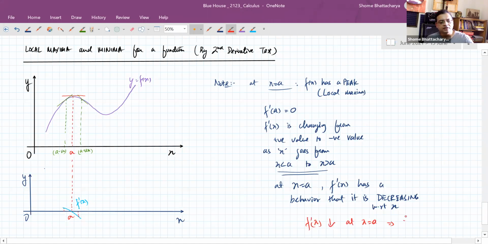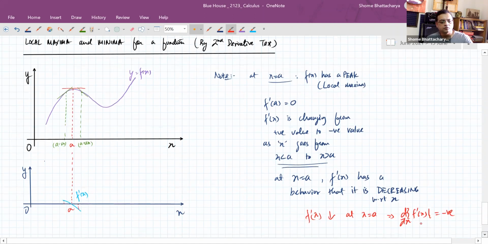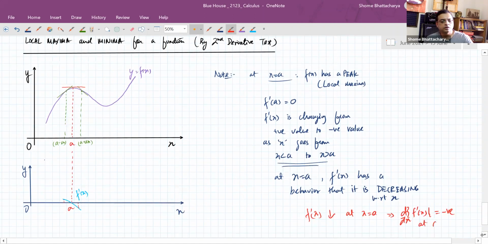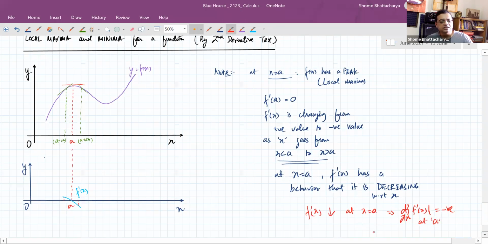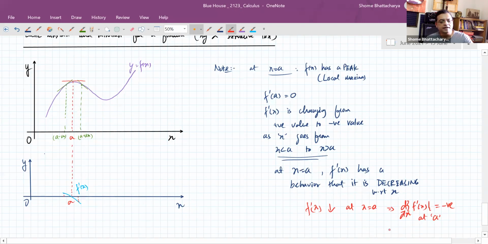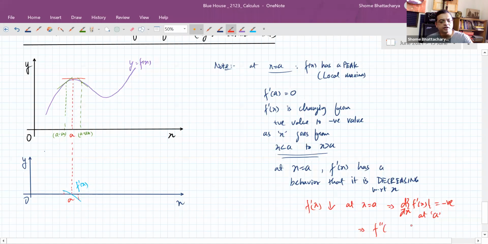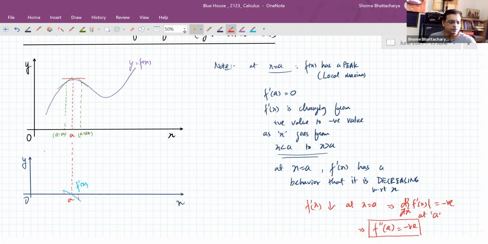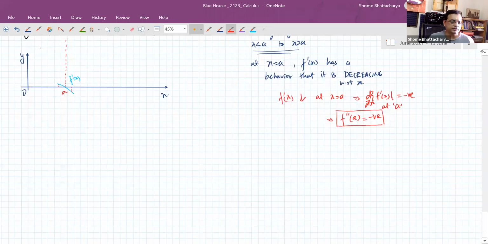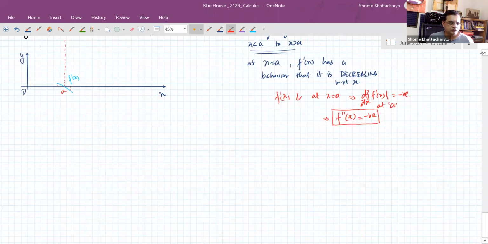So what that means, that rate of change of f prime x should be what kind of thing? It should be negative at x equal to A. Okay. So that means what should happen? Second derivative at A should be what kind of value? It should be negative. Okay. So please correlate these two graphs. Understand this point very carefully and let me know if you're having any doubt understanding why this is happening.